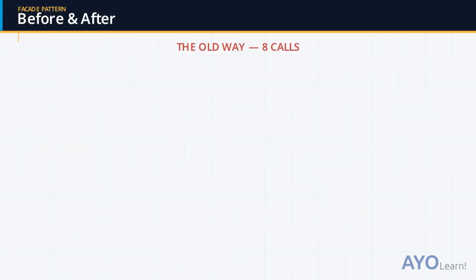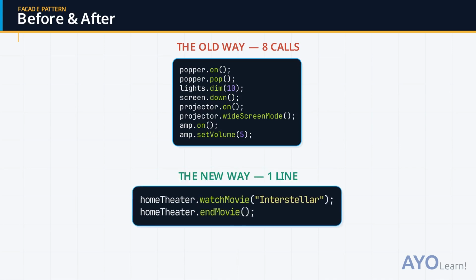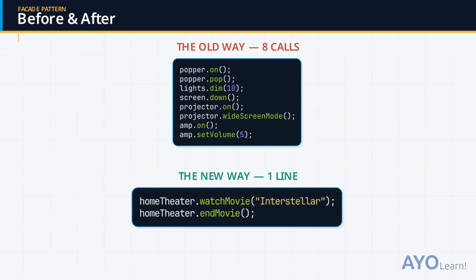Look at the old way. To play a single movie, the client must call 8 subsystem parts one by one in exactly the right order. It's tangled and easy to get wrong. Now the new way. All those steps collapse into one line: HomeTheater.watchMovie Interstellar, and to stop, just HomeTheater.endMovie. That's the power of the facade, hiding complexity behind one simple interface.